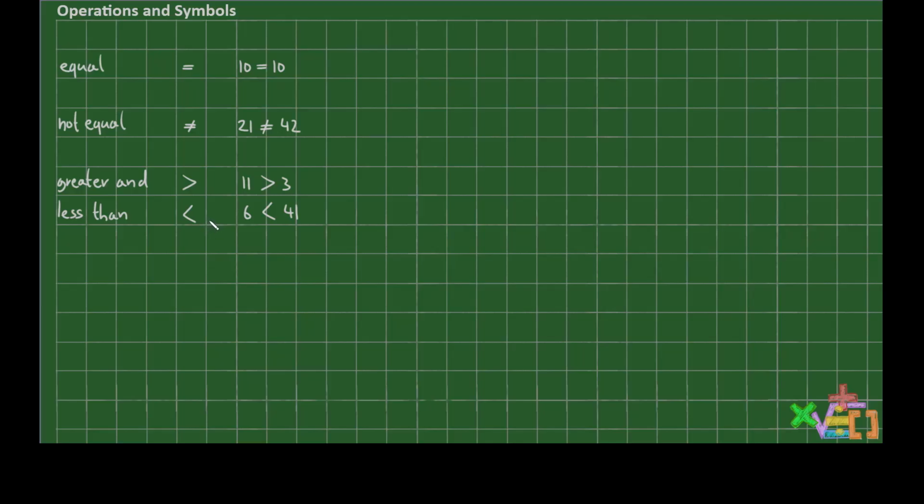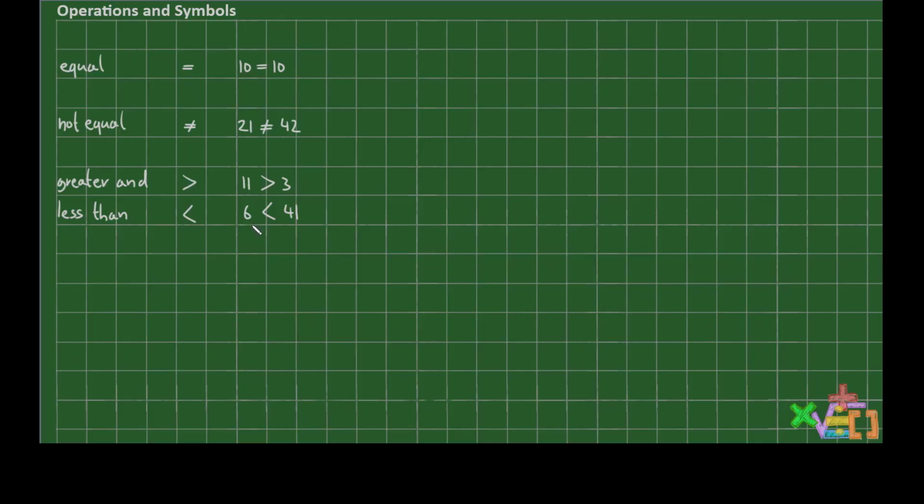Note that these signs can be read from left to right and from right to left. I could say that 11 is greater than 3 or 3 is less than 11. In the second example, I could say that 6 is less than 41 or 41 is greater than 6. So how do you remember which one indicates greater than and which one indicates less than?